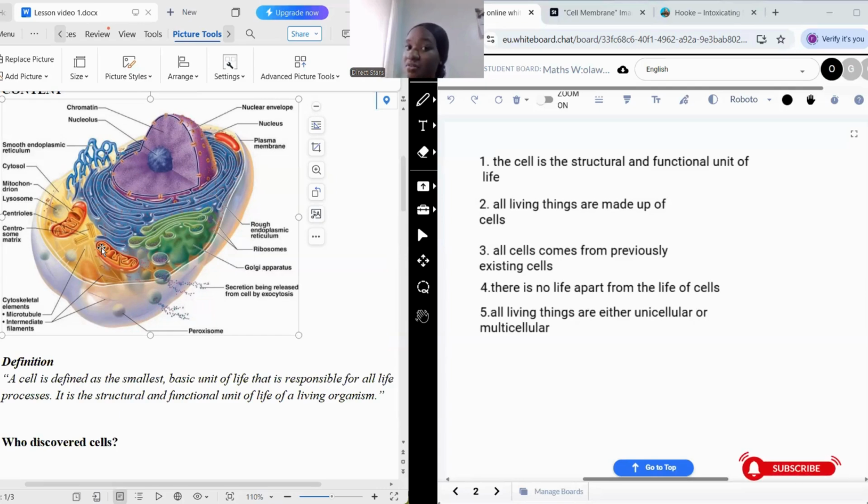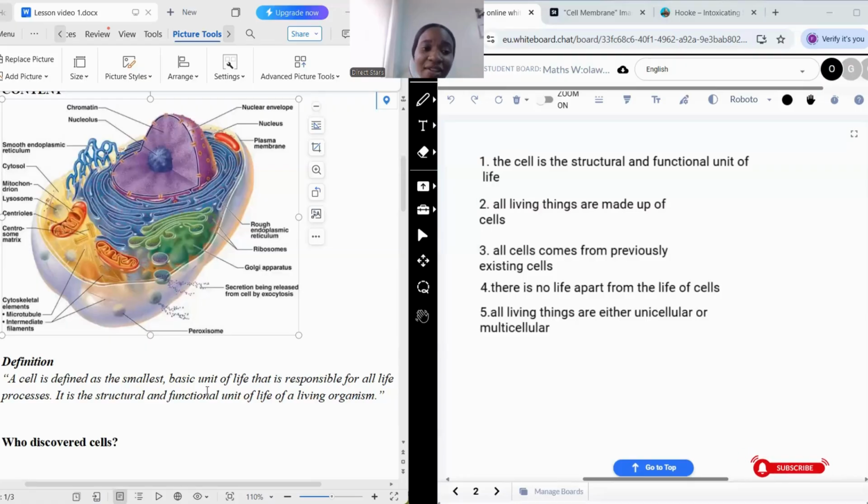Have you heard about the five cell theories before? Okay, good. I'm going to be telling you about them in this class. So we have five cell theories. The first states that the cell is the structural and the functional unit of life. Secondly, all living things are made up of cells. All cells come from previously existing cells, and there is no life apart from the life of cells. And finally, all living things are either unicellular or multicellular. Okay, this was the former five cell theories, but there is a more modern one that has been postulated, and we are still going to be talking about that in this class today.